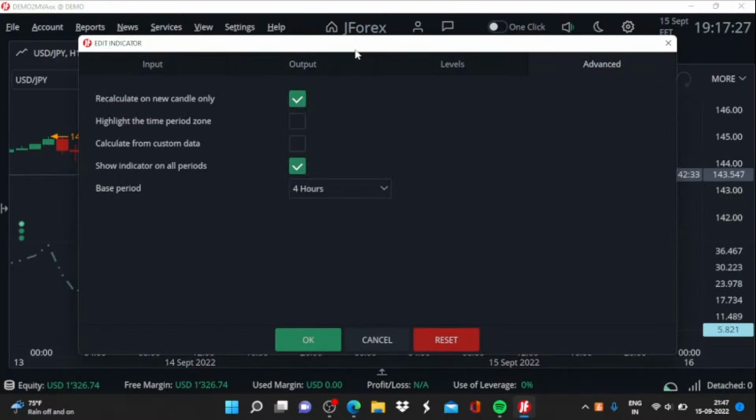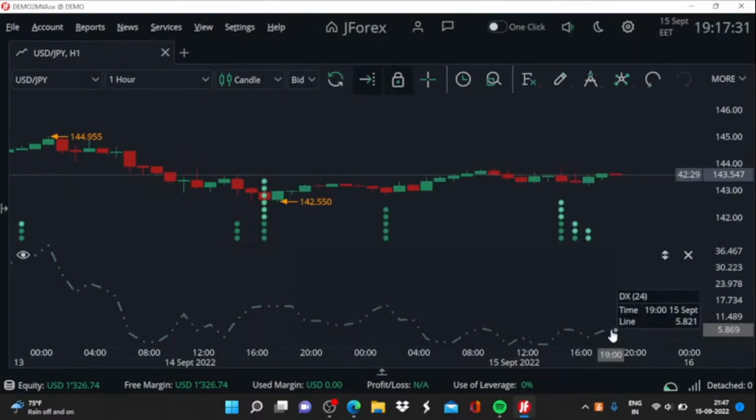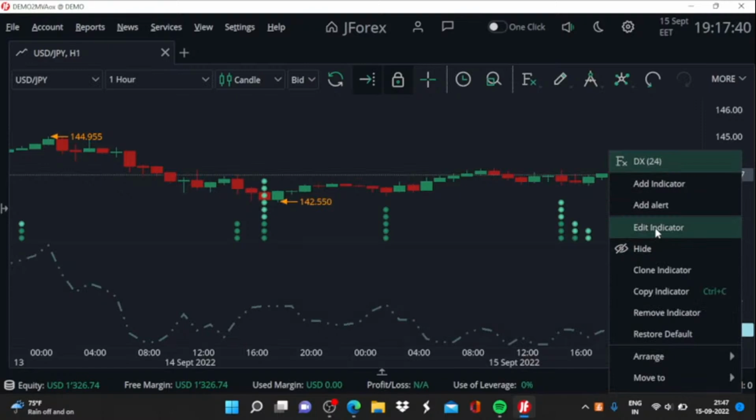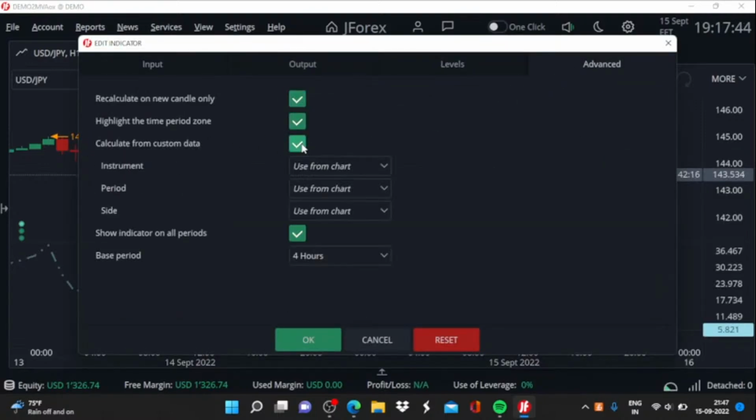Highlight the time period zone if you want the time period, which is used for calculation of this indicator, to be highlighted. Then you can easily check here what is the calculation period and it will be highlighted. The calculation can also be customized further.